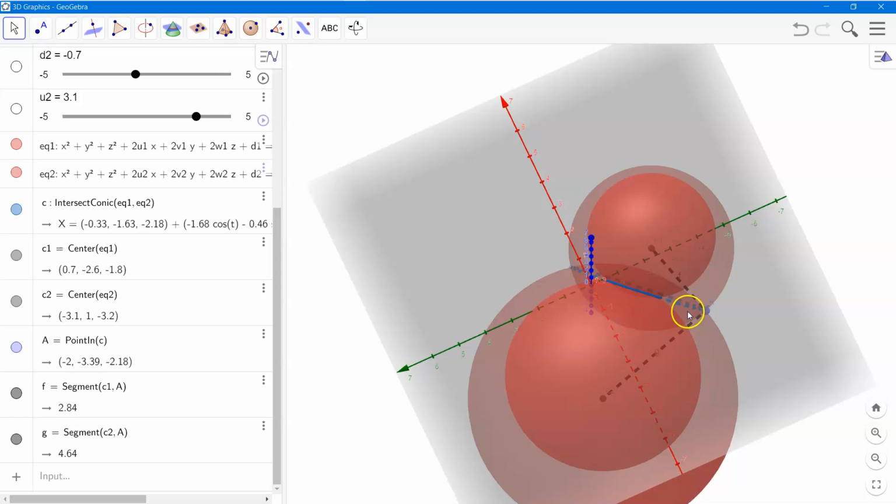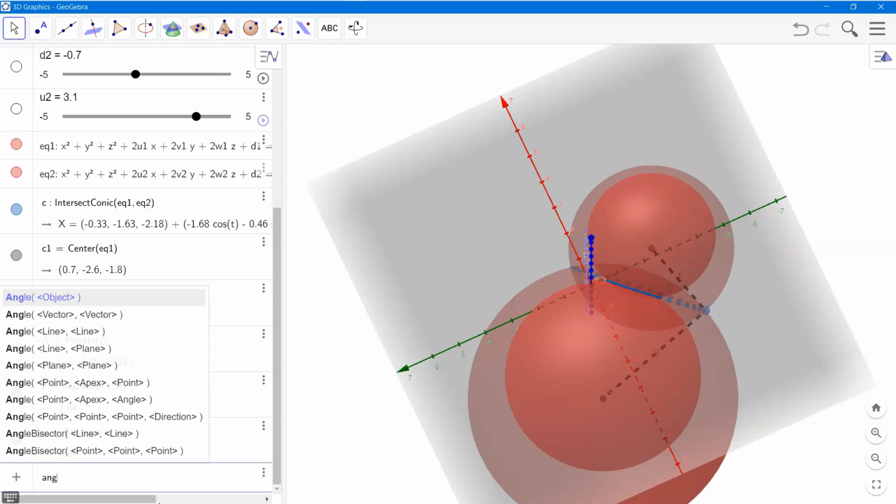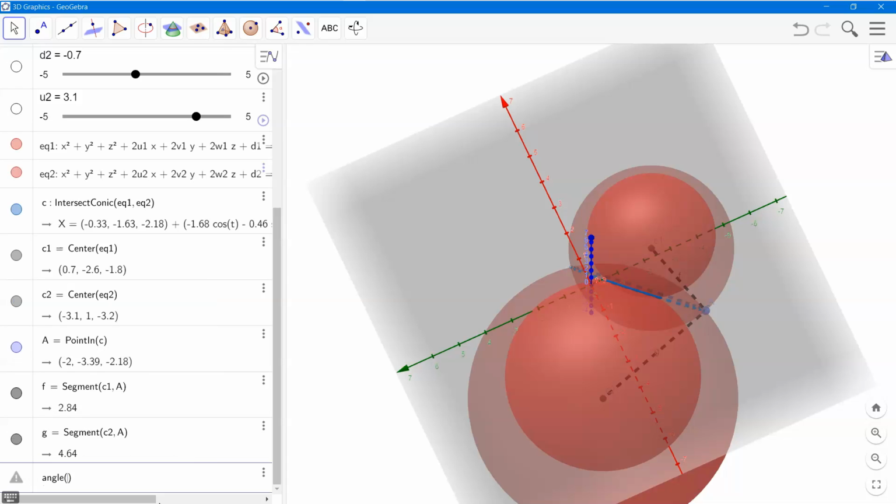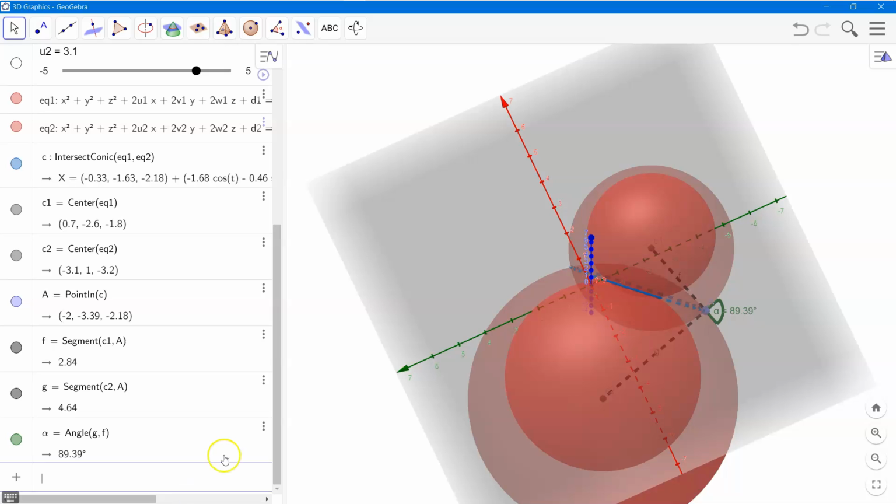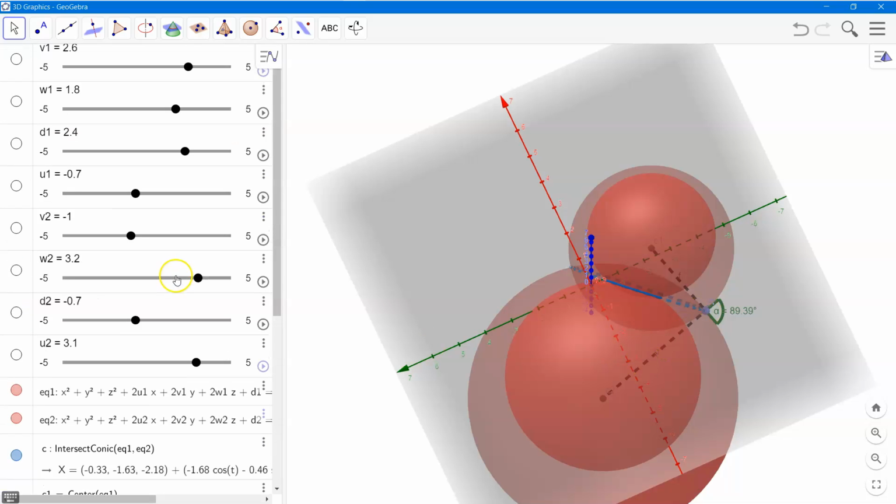And this angle, if it is 90 degrees, then it is orthogonal spheres. Okay, so let's see what the angle between these two is. Angle G comma F, 89.39, very close. That is why it looks like 90 degrees, right?